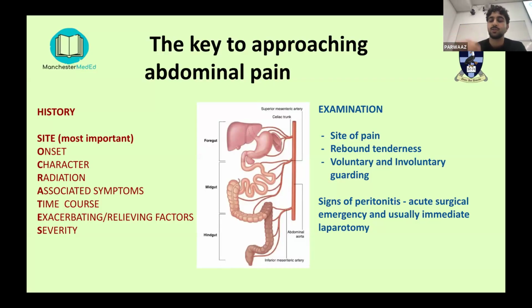A good way to do this is to actually distract the patient while you're examining them. So if you start talking about something else while you're palpating them and they're in severe pain, that's involuntary guarding. And this is an acute surgical emergency and will pretty much always need a laparotomy, be that in real life or in exams as well.